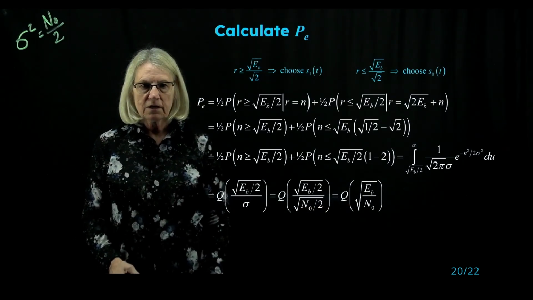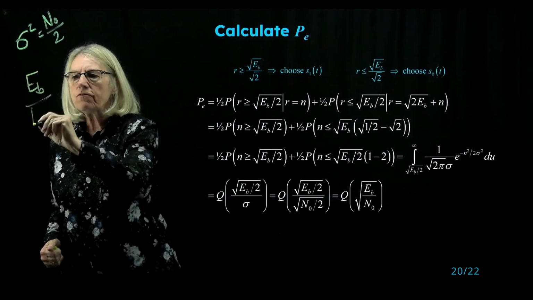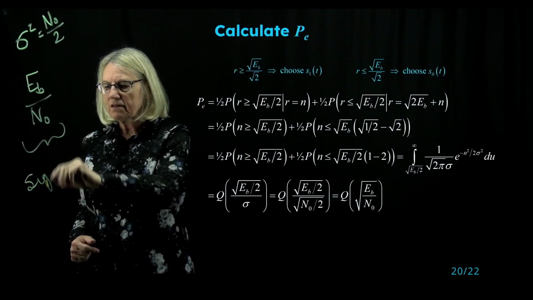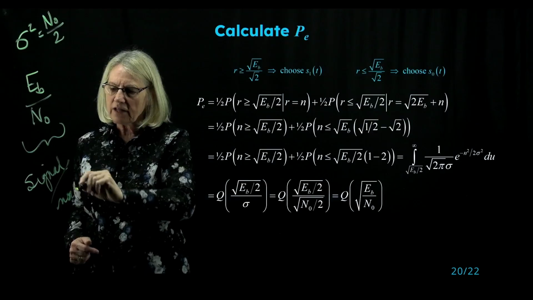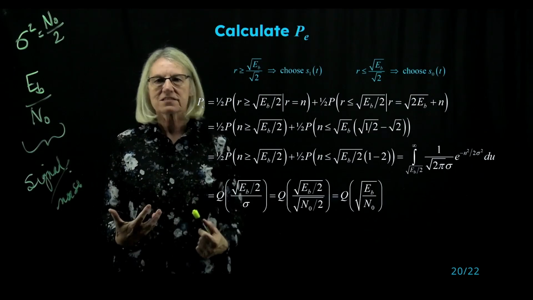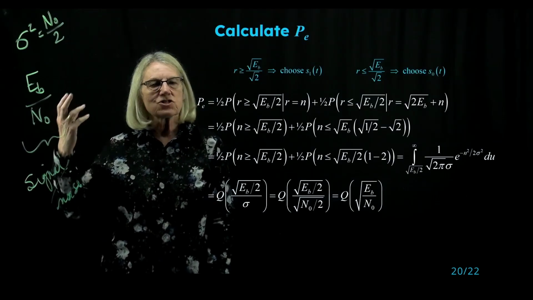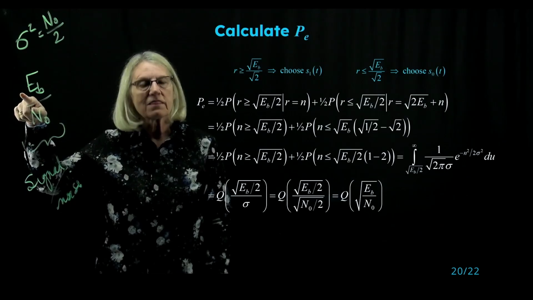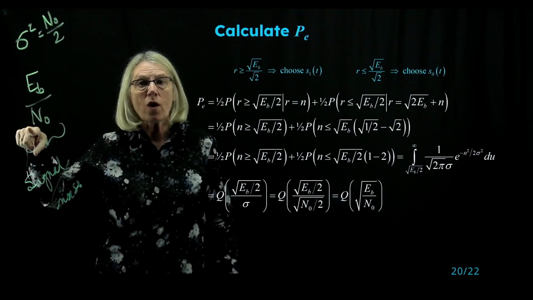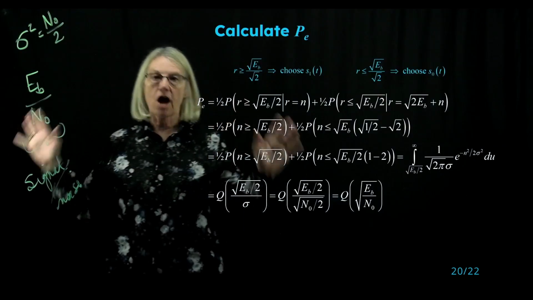And of course, what is this EB over N0? Well, EB over N0 is something that looks like signal divided by noise. I'm not going to call it SNR because there's more precise mathematics before I'm going to talk about that, but it's like a signal to noise ratio, and it's just intuitive. The bigger the EB, the more energy I have, the probability of error is going to go down. But if I have more noise, the probability of error is going to go up. So this all makes common sense.